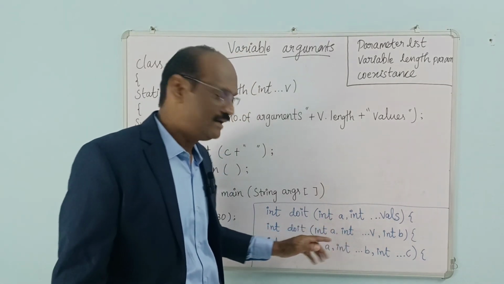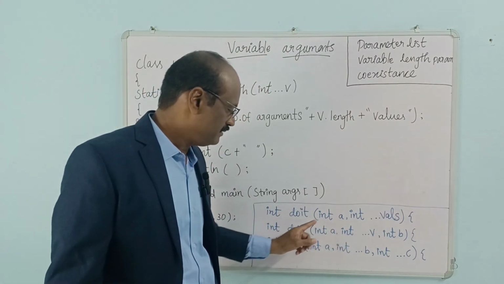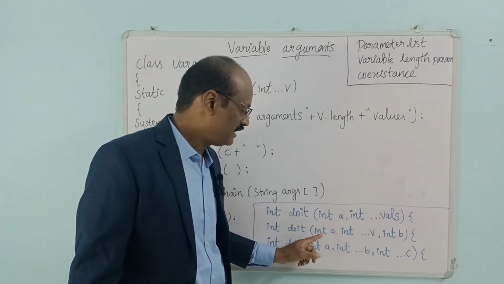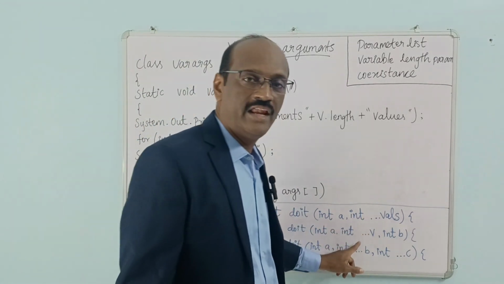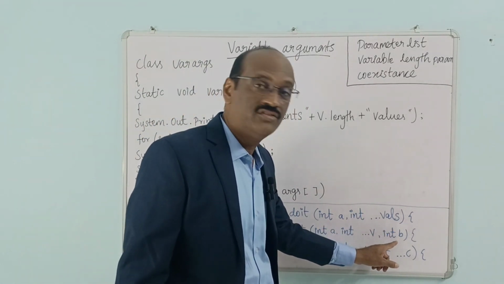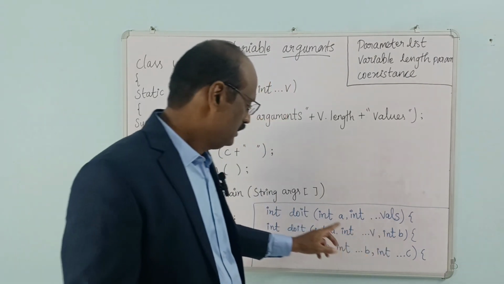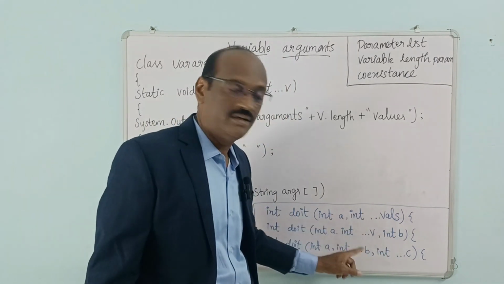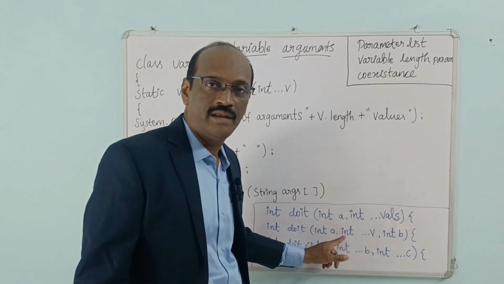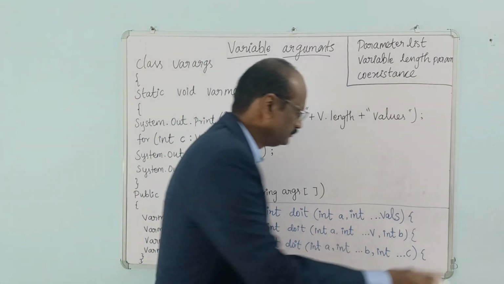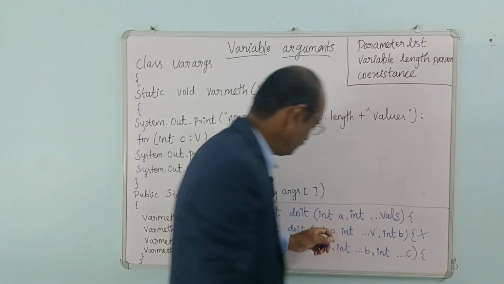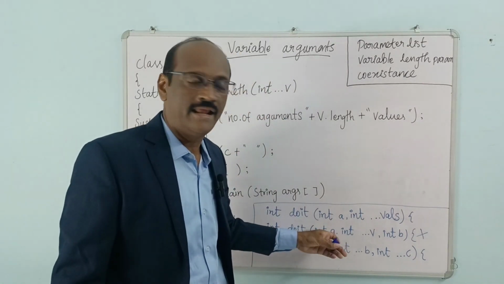Look at the second statement, my dear friends. In the second statement, the first one is a normal parameter, the second one is a variable length parameter, and the third one is a normal parameter. In between two normal parameters, we are using the variable length parameter. This is wrong. The second statement will generate an error message.